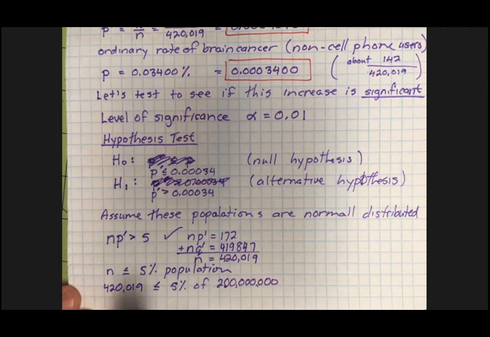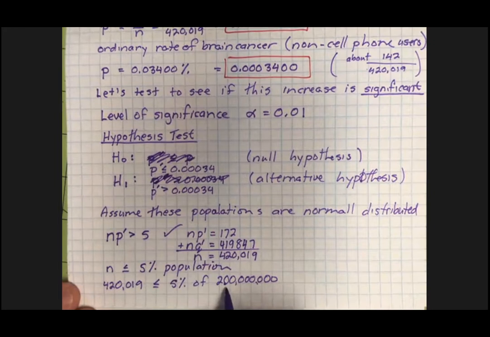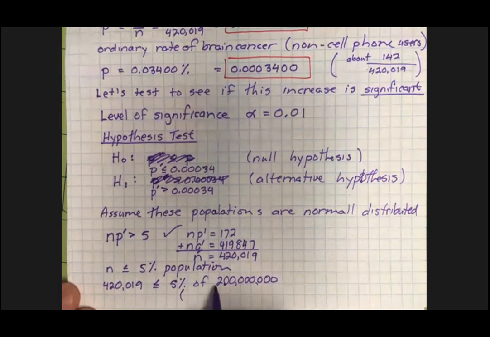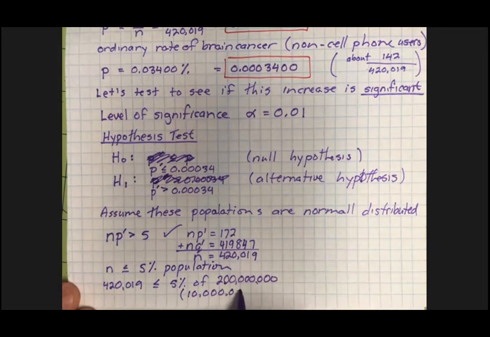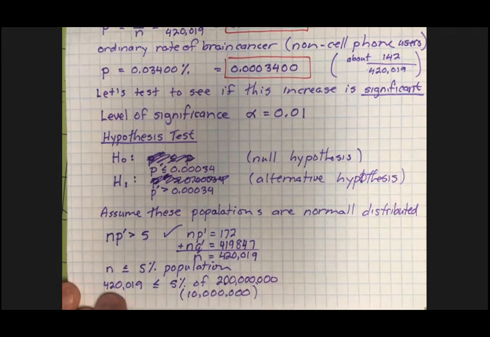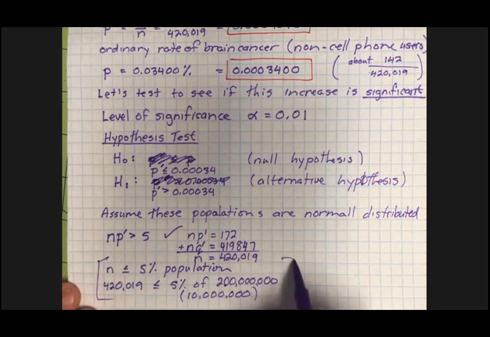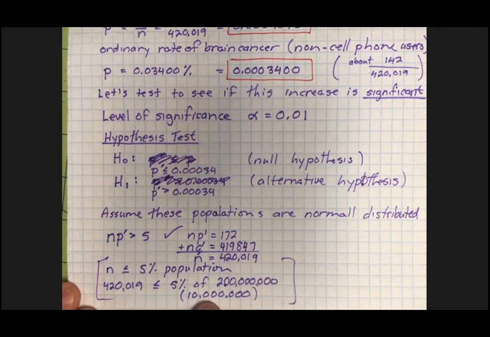And you can see that I'm easily less than 5% of 200 million. 10% of 200 million is 20 million. Half of that is 10 million. 5% of 200 million is 10 million people. So I do this check to make sure that I'm not selecting people accidentally twice when I do my study. The book does not mention this, but that's an important consideration when you do such a test.